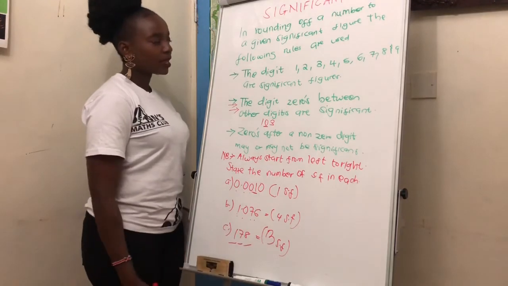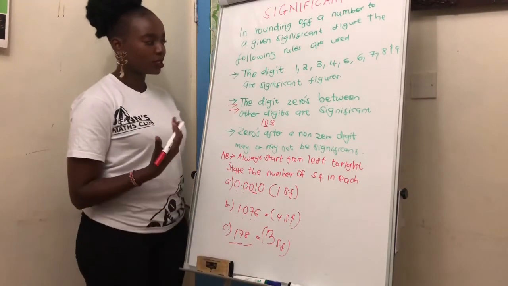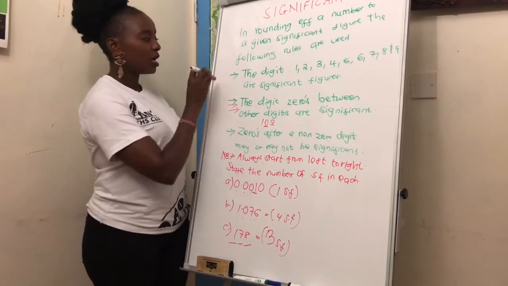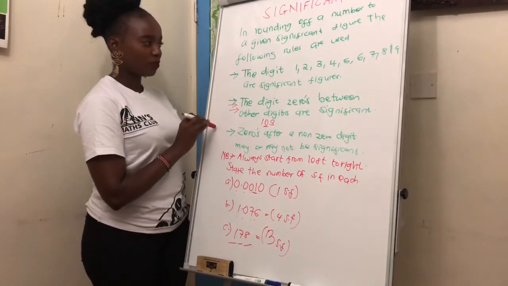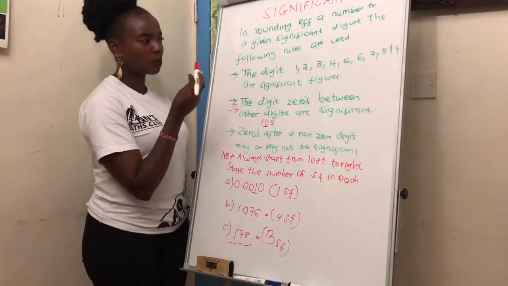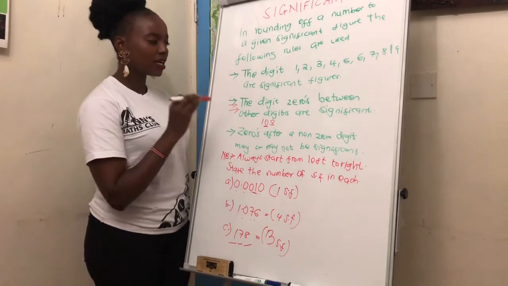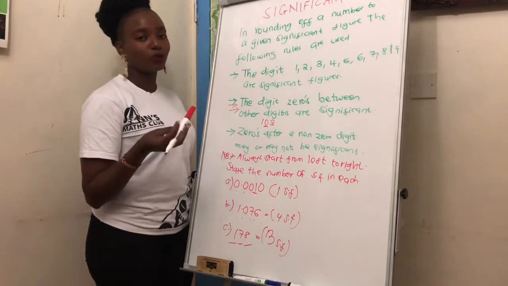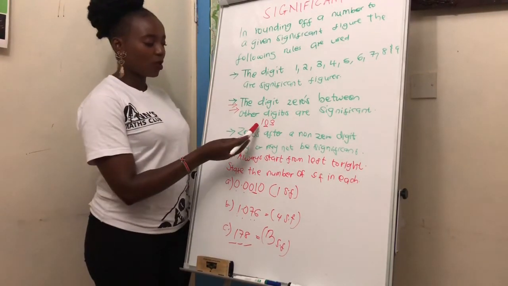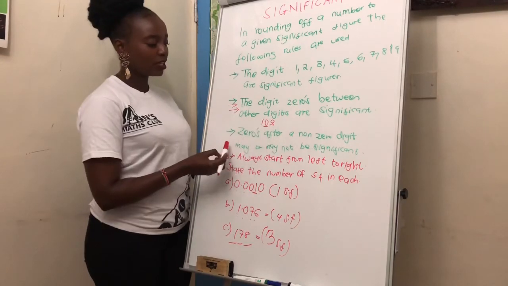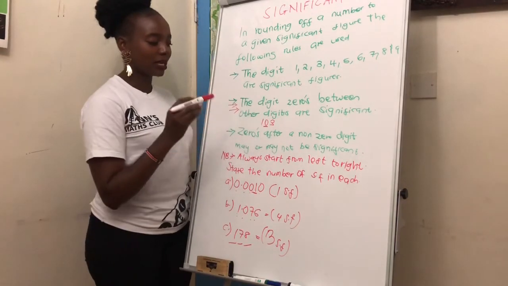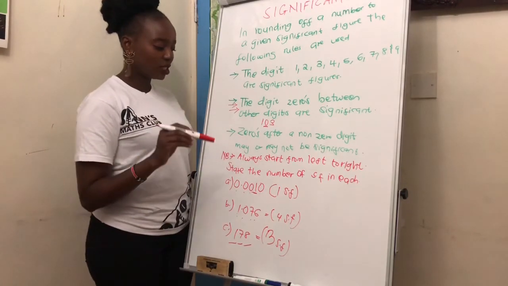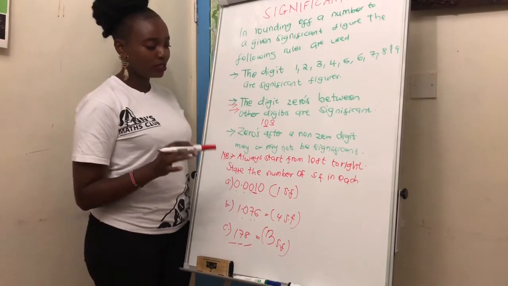So as you can see, this topic is not hard. Just to encourage you guys to focus on the 3 concepts that we've looked at today. Like we said, the digits from 1 to 9 are significant figures. The digit 0 between other digits is also significant. We gave an example of 103, so definitely the 3 becomes a significant figure. And lastly, we said zeros after a non-zero digit may or may not be significant.